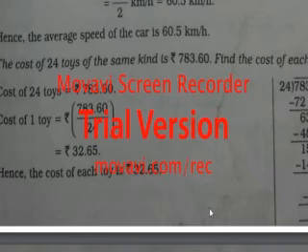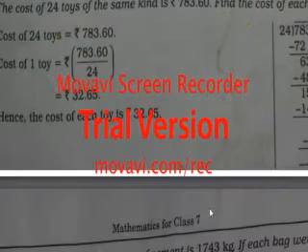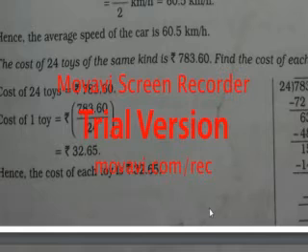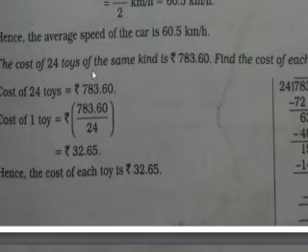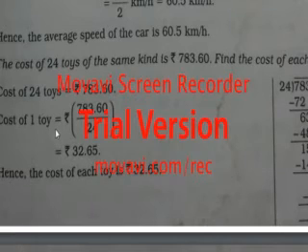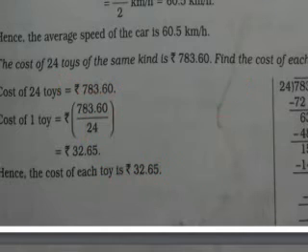Now if you see example 11, okay, it has been said that the cost of 24 toys of the same kind is 783.60. Find the cost of each toy. So at first, the cost of 24 toys has been given, and the cost of one toy will be 24 times smaller. So of course we have divided by 24. Now while dividing, you can see over here 24 3 is 72. So 6 and 3 come down, and 24 2 is 48. Sorry. So while subtracting, it will become 15 and 6 will come down.